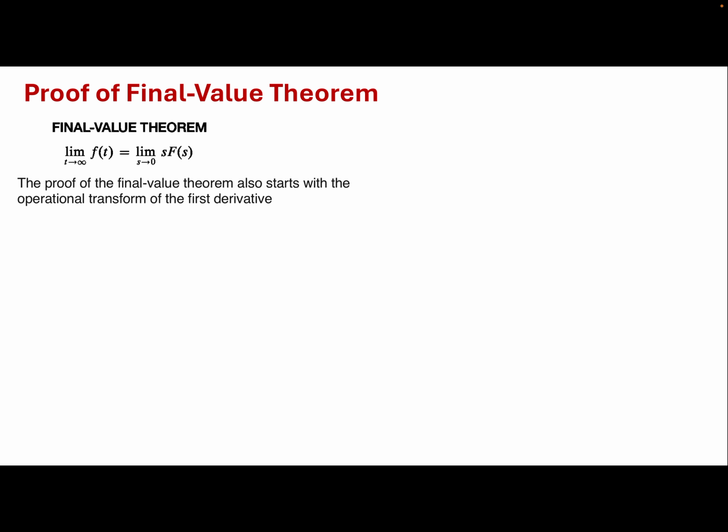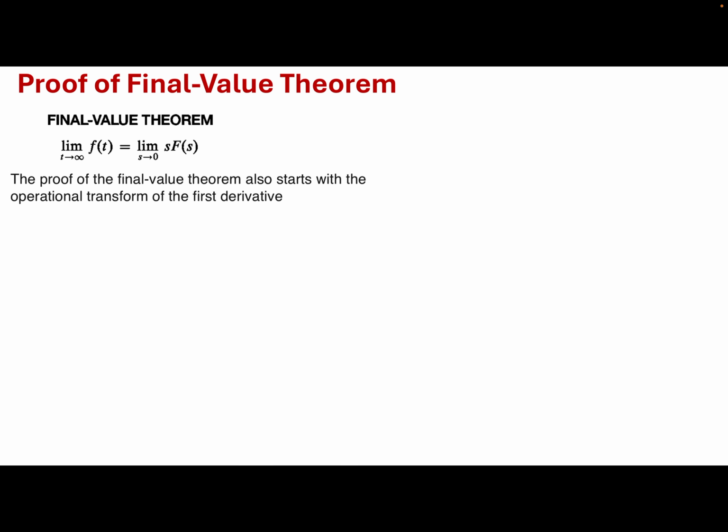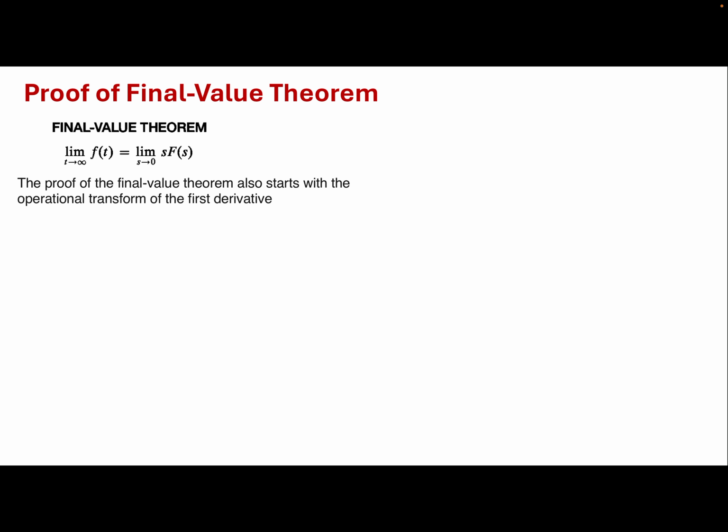Okay, again, the final value theorem: the final value of f of t in the time domain is equal to the limit as s approaches 0 of s times F of s. So this is how you can calculate the final value in the time domain, from the frequency domain, or the s domain. I'm going to start in exactly the same way.